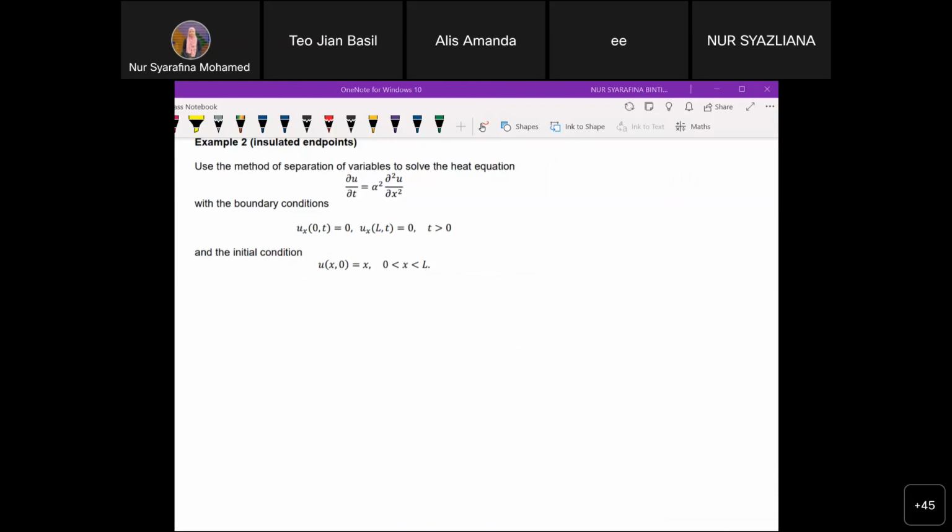So what is our first step from here? First you need to understand what the problem is. So the problem here involves the heat equation, where it involves del u del t, del squared u del x squared. So you have to know what the expected solution of this problem is. It involves u, t, and x. So what is the expected solution for this problem? Anyone?